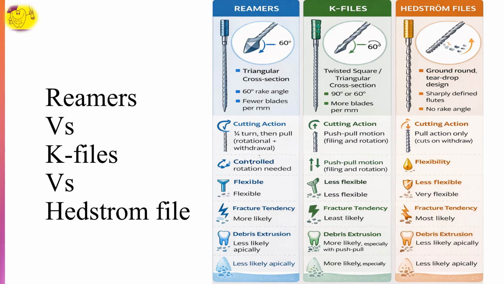And in terms of flexibility, the least flexible I can say is the Hedstrom file as it has no rake angle, and because it has the least flexibility than the other two files, it also has more likely tendency for fracture. And since the Hedstrom file has only a pull action, it has the least tendency for debris extrusion, unlike the K files where the debris extrusion is more likely with a push and pull action.